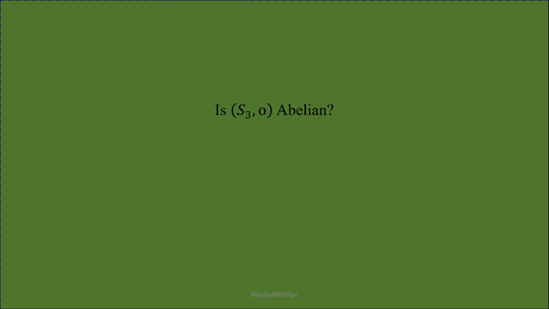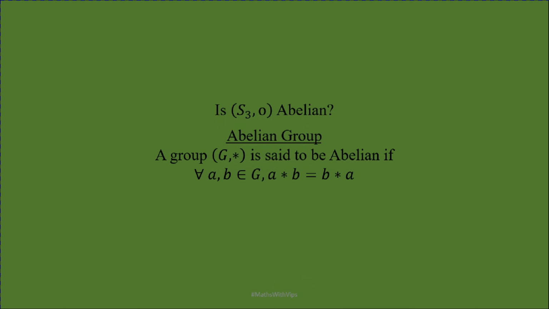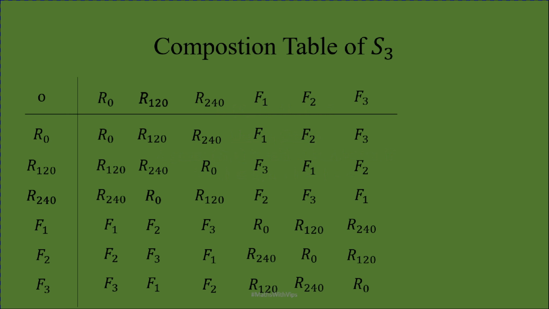So just recall what abelian is. A group is said to be abelian if for any pair of elements a and b in G, a star b is the same as b star a. Let us go back to the composition table of S3. Observe that the 6 by 6 matrix which we have got is not a symmetric matrix. One thing which can be easily observed is that S3 is not going to form an abelian group, but we need counterexamples to make this claim.